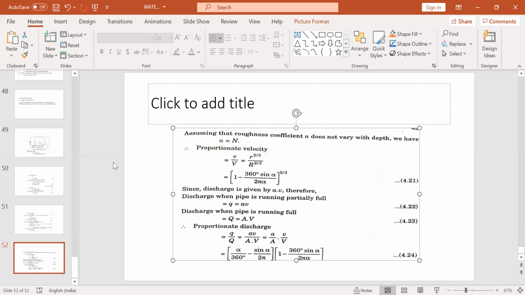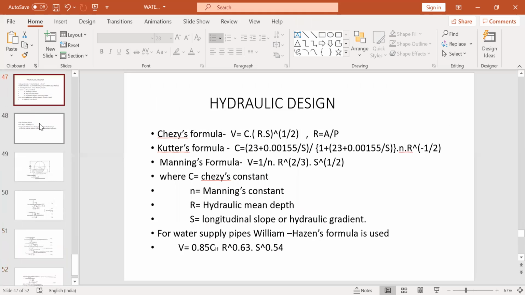In the case of water supply, you have to design the pressure, the velocity, and the diameter, of course. So in the next class we will solve some numerical problems based on hydraulic design, so as to get a clearer concept of this topic.